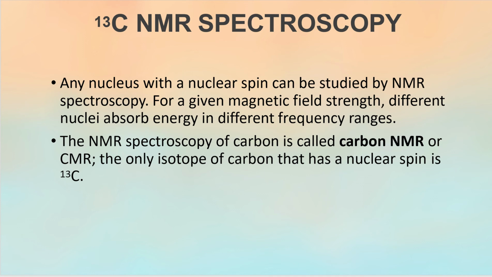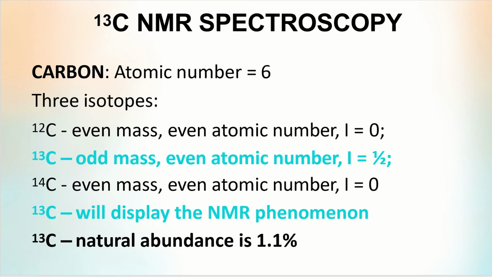So, as you know, any nucleus with a nuclear spin can be studied by NMR spectroscopy, and for a given magnetic field strength, different nuclei absorb different energy in different frequency ranges. And so the NMR spectroscopy of carbon is called carbon NMR or CMR. The only isotope of carbon that has a nuclear spin is carbon-13.